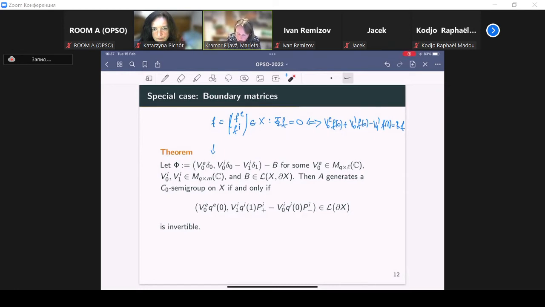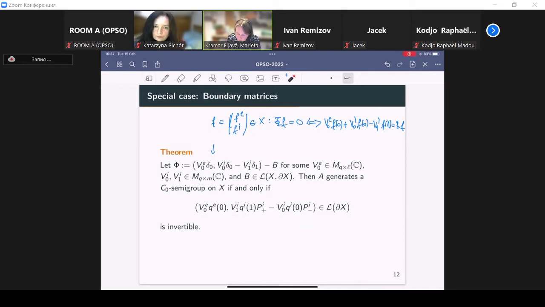And what is our result? If we have this transport process with such boundary condition, then A generates a C0 semigroup if and only if, you see, we have a characterization, this guy is invertible. So this is this R in our case, can be computed.